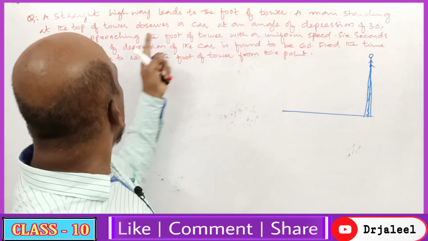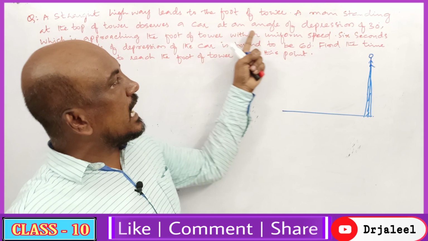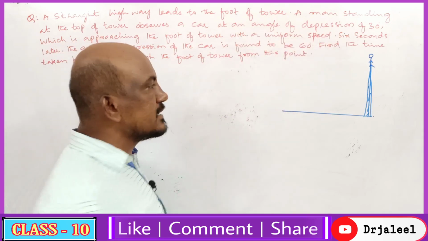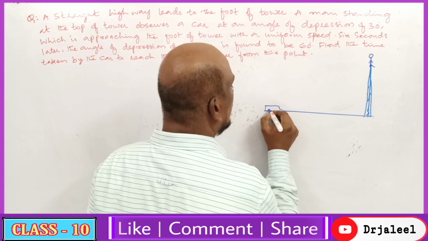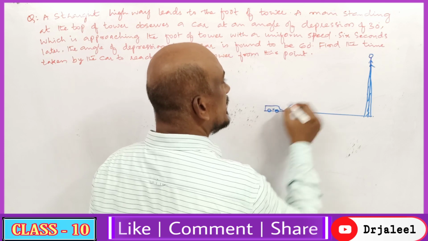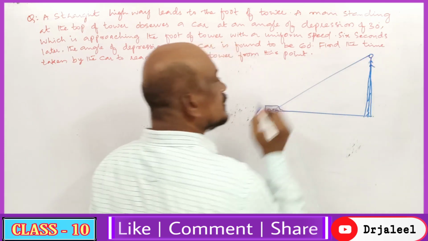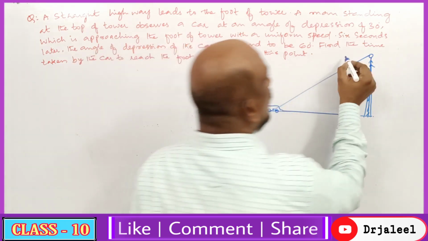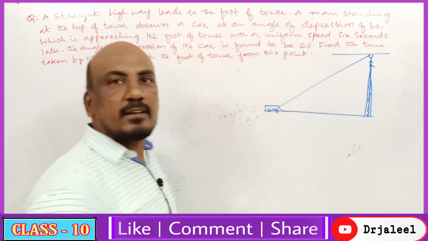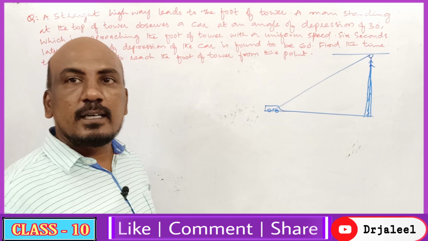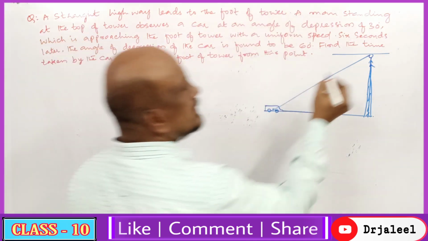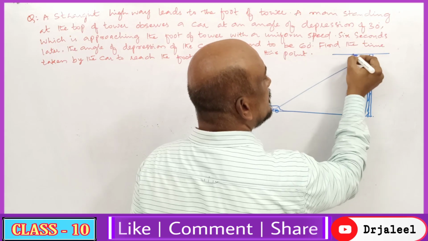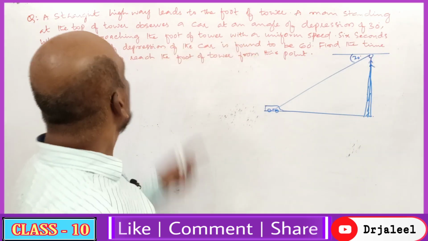A man standing at the top of the tower observes a car at an angle of depression 30 degrees. He is observing a car. Let me take the car here, at this position. So when you observe the car from the top, what type of angle will be made, children? It's nothing but angle of depression, because he is observing from the top. Angle of depression is how much? 30 degrees, it seems, right?